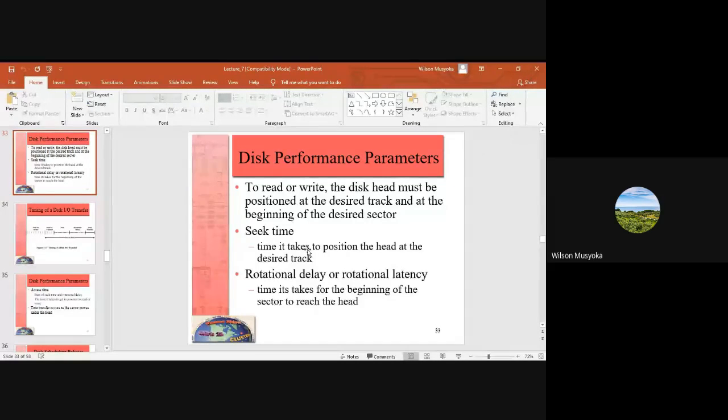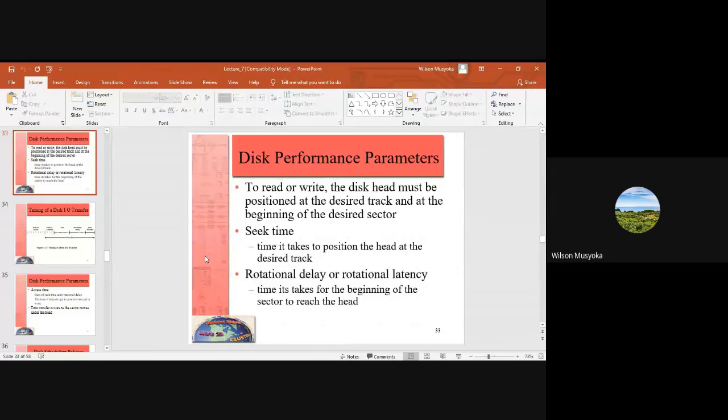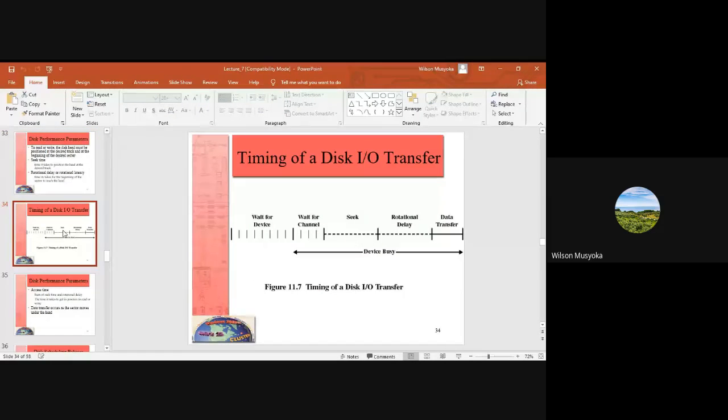There are two methods of accessing the disk. So I want you to go and read about them. One is what we call inward access, and the other one is what we call outward access. These are reading assignments as we go through these notes. So I want you to go and read about inward access and outward access when you are looking at seek time and also the rotational delay. That is a reading assignment. Please go and read about them so that you understand.